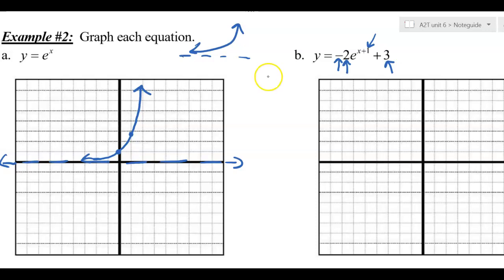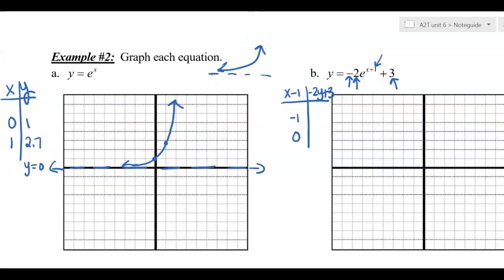Okay? So in my chart, x is getting moved over 1. Y is getting multiplied by -2 and then has 3 added to it. Okay. And again, I'm just using those two values, 0 and 1. So 0 gets shifted to -1 and 1 gets shifted to 0. And then the y values that I had there before were 1, which gets transformed still to 1. And then I had 2.7.